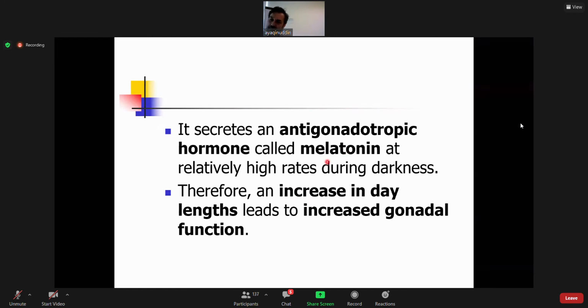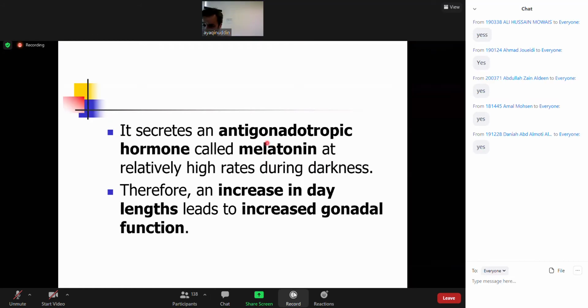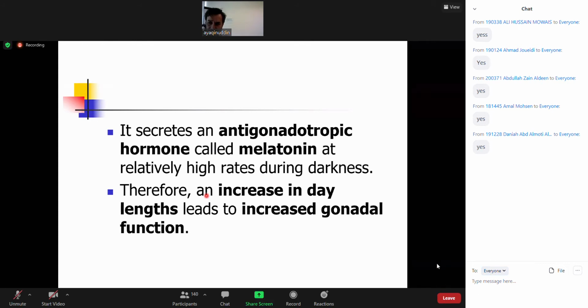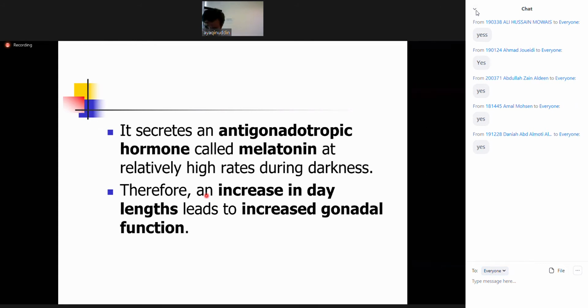In places where you have shorter daytime, puberty comes later. Besides giving pigmentation to the skin, melatonin also has anti-gonadotropic functions. That's why when you have longer day lengths, you might also have earlier puberty, because there is increased gonadal function.